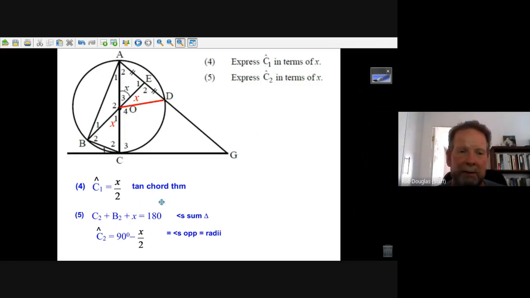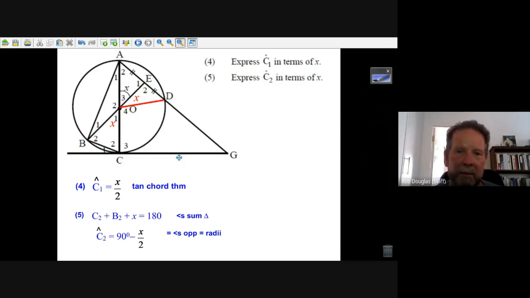Express C1 in terms of X. Well, let's find C1. That's an angle between a tangent and the chord BC. Well, it opens up to this angle A1, which subtends the same chord. There's the alternate angle there, A1. So that A1 must be the same as C1. And we just learned in the last question, A1 was X over 2. So C1 is X over 2. And what we're using is the tan chord theorem. The angle between the tangent and the chord is equal to that opposite alternate angle there, interior kind of angle.